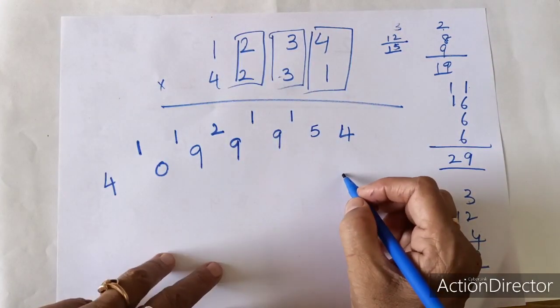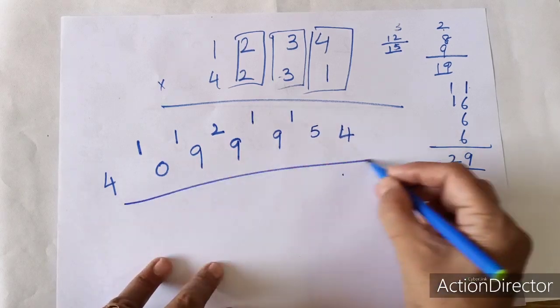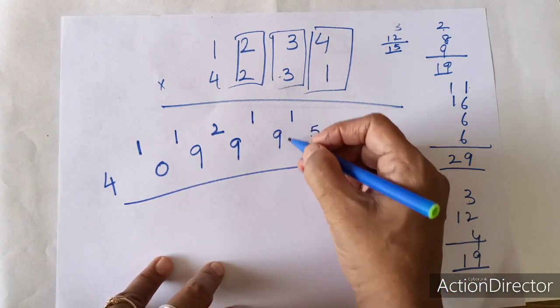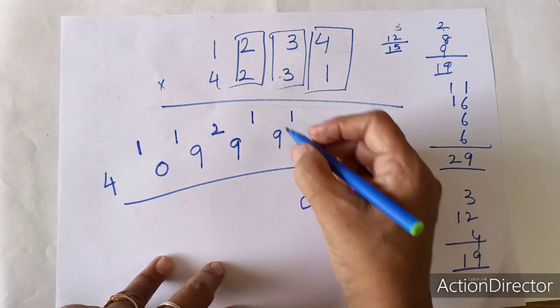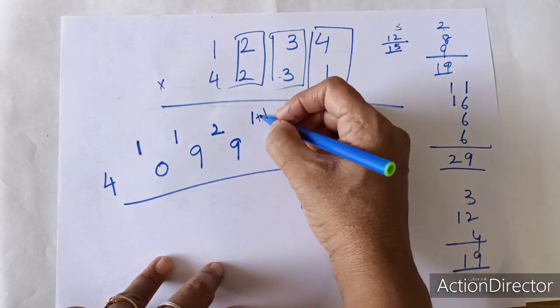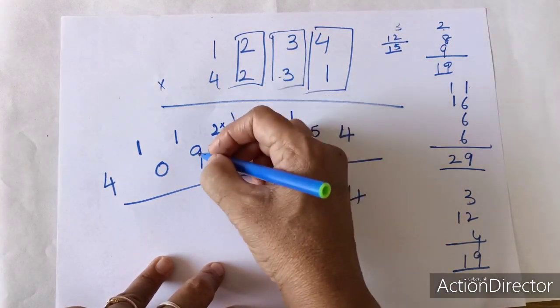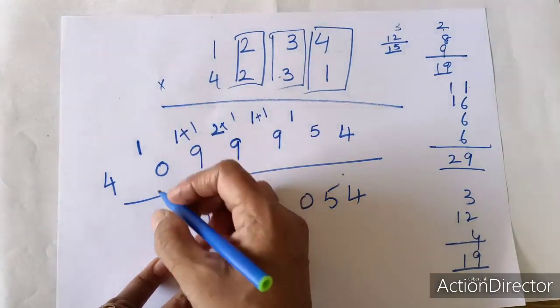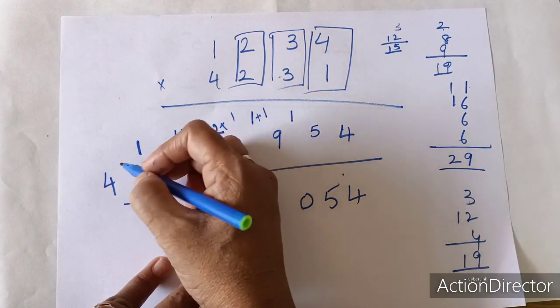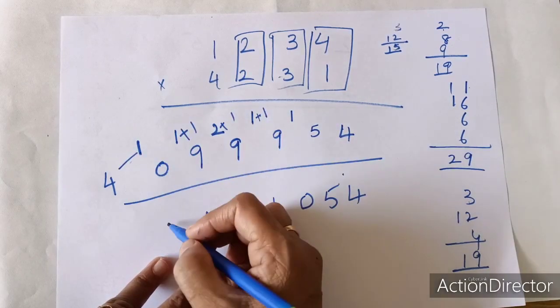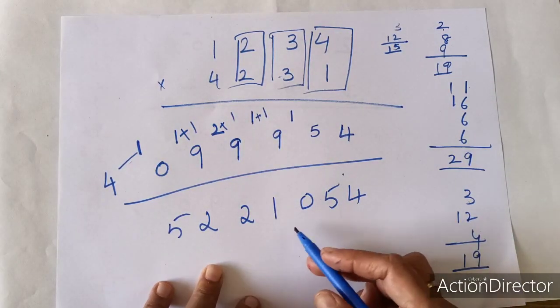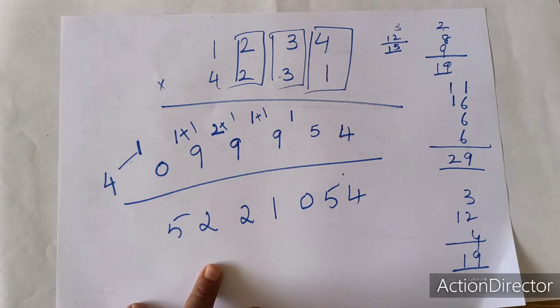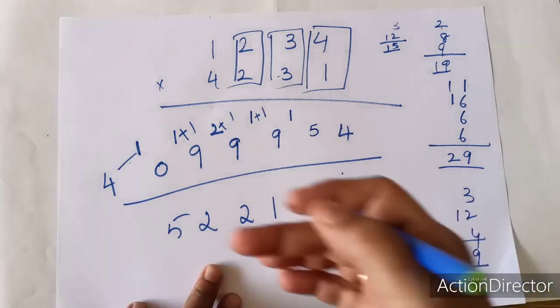So now let us add the carries. 4. 5. 9 plus 1 is 10. So add carry 1 over here. 9 plus 2 is 11. Add carry. 9 plus 3 is 12. Add carry 1 plus 1 is 2. Add the carry 4 plus 1 is 5. So my answer is 5221054.